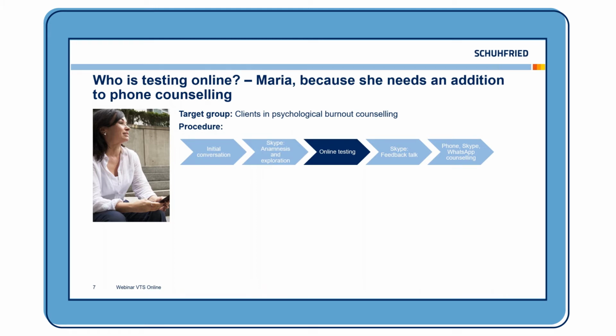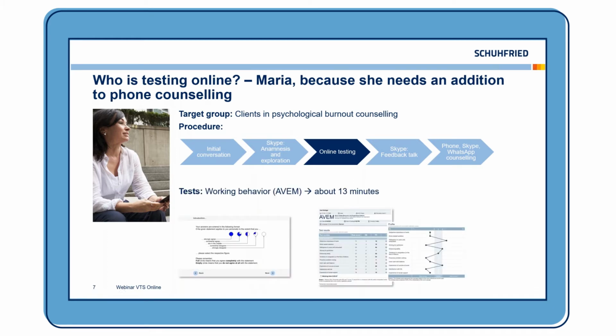The procedure starts with a usual initial conversation where she talks first to the customer or potential clients. This is followed by the actual exploration. To do this, she makes an appointment in the initial conversation for a Skype call. After the Skype call, she's doing an online testing. For this online testing, she's using our test AVEN, which is measuring working behavior and lasts about 30 minutes.